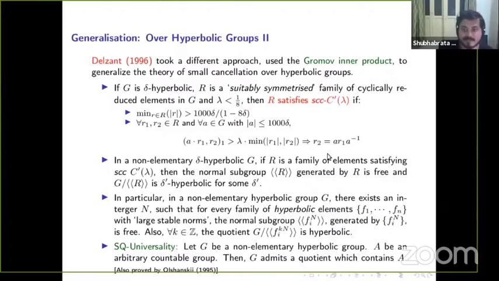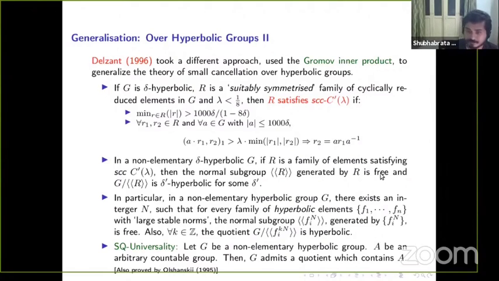So that's his definition of small cancellation. He says that the set R would satisfy the small cancellation condition C prime lambda over the delta hyperbolic group G, if it satisfies these. And then he uses this condition to show that whenever we have a non-elementary delta hyperbolic group G, and R is a family of suitably chosen elements in G satisfying such a small cancellation condition, then the normal subgroup generated by R is free.